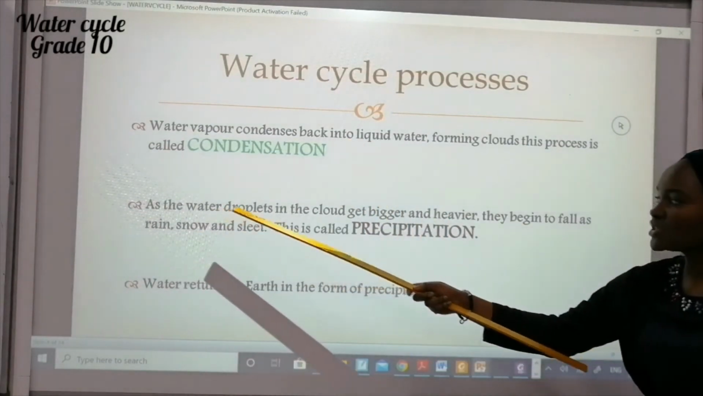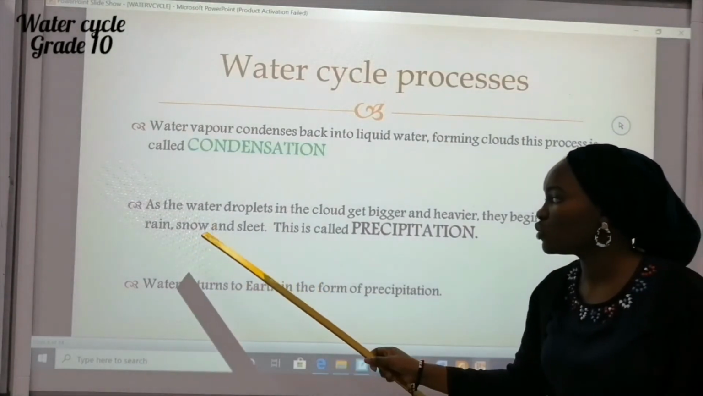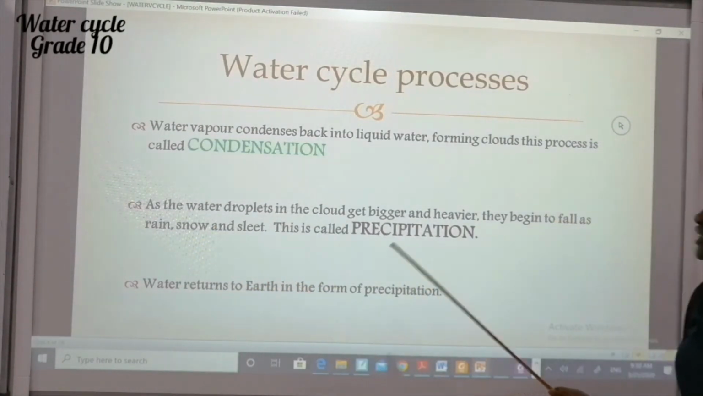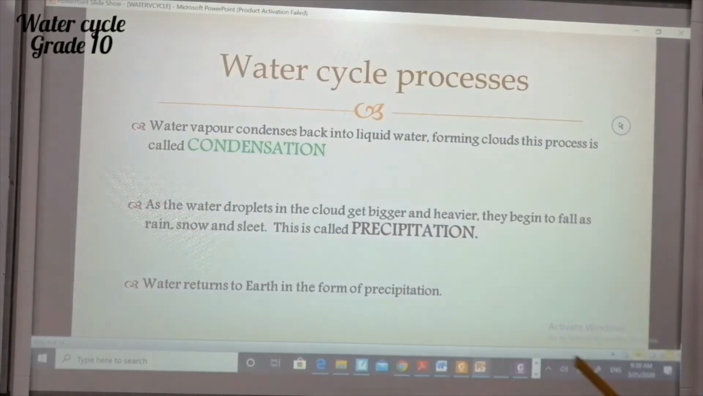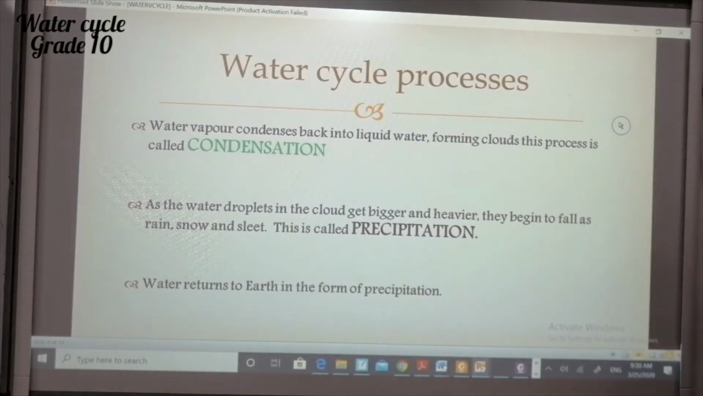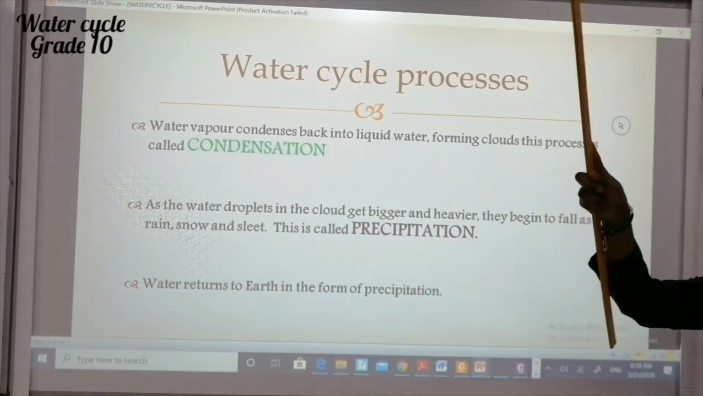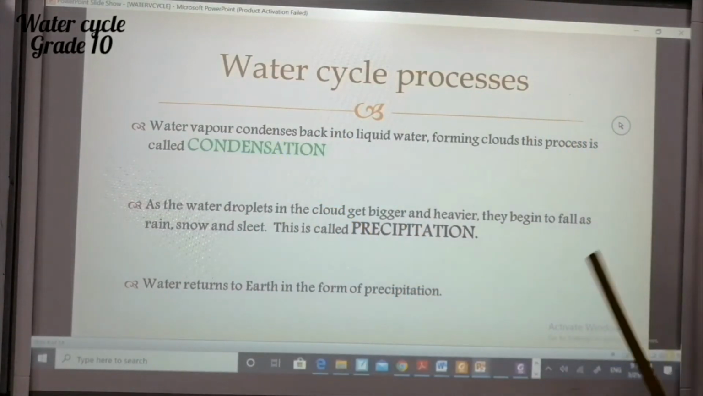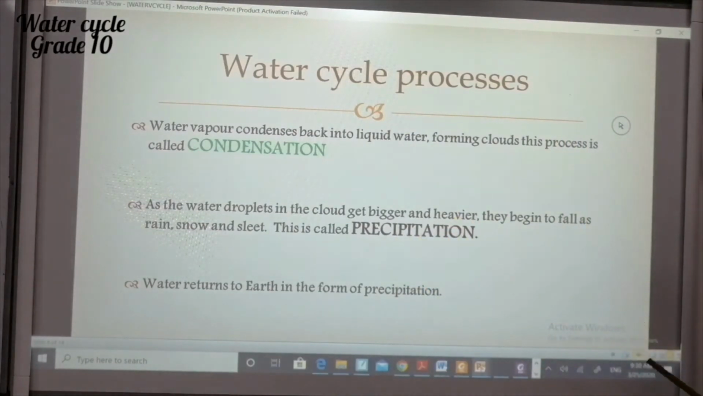So, as the water droplet in the cloud gets bigger and heavier, then they begin to fall as rain, snow, or sleet, and this is called precipitation. Alright? Then water returns to the earth in form of precipitation. So after water vapor has gone to the atmosphere and there is condensation, the water vapor comes back. You remember it's a cycle. It comes back to the earth through precipitation.